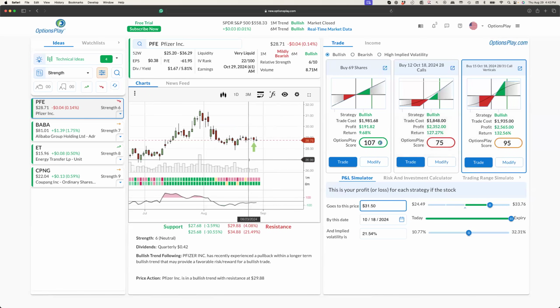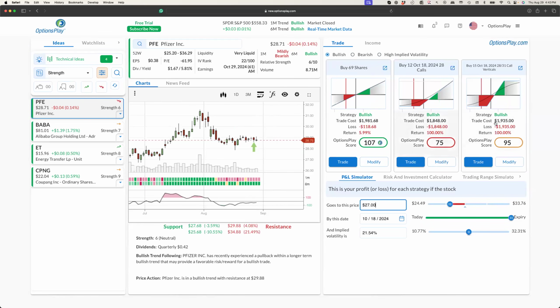And let's say Pfizer instead maybe goes back down to 27. If it doesn't work out, how much are you risking here? As you can see, the two are very similar in terms of overall risk. So in this particular case, I would say it's a bit of a toss-up between just simply buying a call option or buying a call spread.